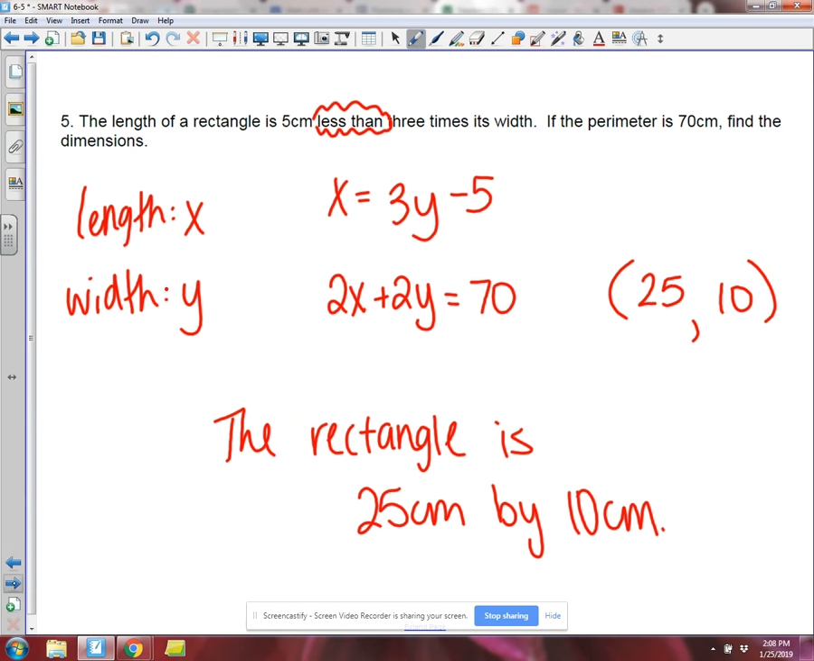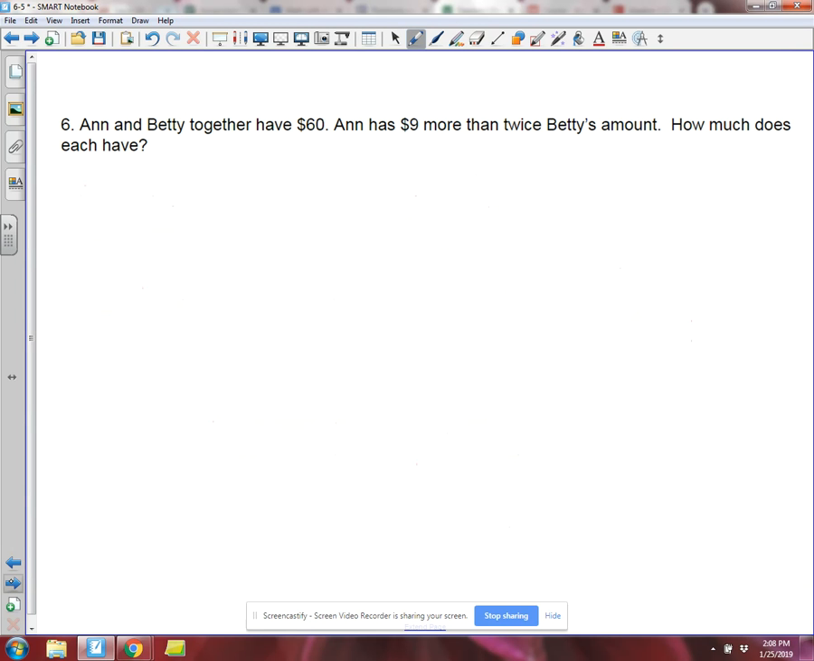Any questions here? One more? Yes. Unknowns, please. Okay. So, is it okay if this ends up being a decimal? I mean, it'd be great if it was a whole number, but it'd be okay if it was a decimal.